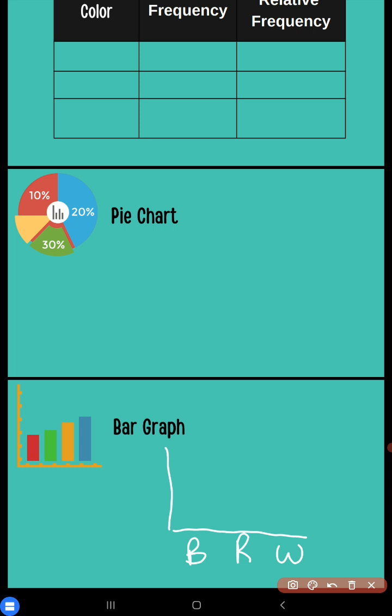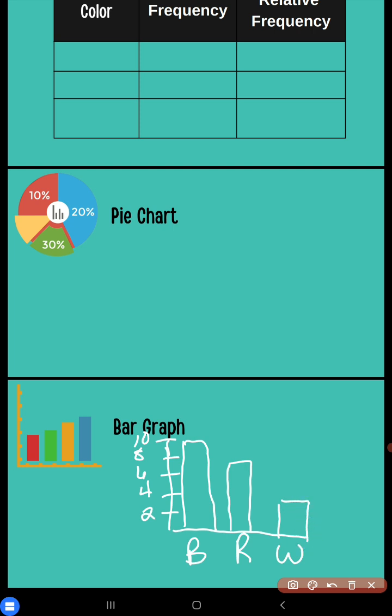And you could count by ones. Since I've got to go up to 10, I'm probably going to choose to count by twos. So 2, 4, 6, 8, and 10. And so my blue bar is going to go all the way up to 10. My red bar, though, didn't quite go that high. It only went up to 7. And then my white bar only went up to 3.